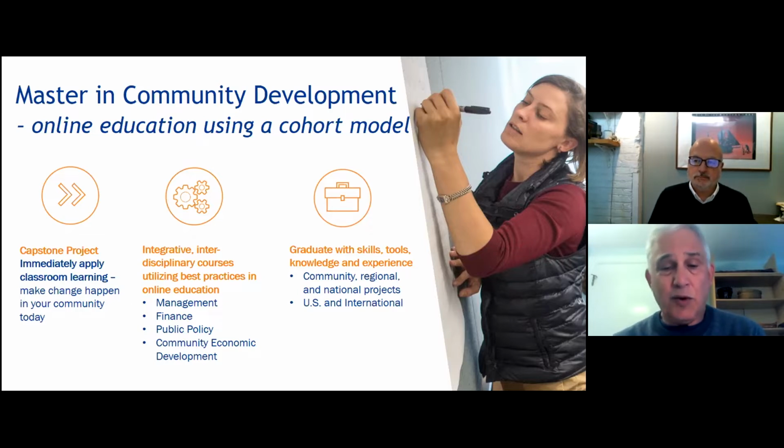By cohort model, what it means is you generally start the program and go through a series of required classes as part of a cohort. Generally, these cohorts are small, about 15 to 20 people per cohort, and you get to know these folks pretty well, and you work together with them in small groups online, and you work together with them in courses.